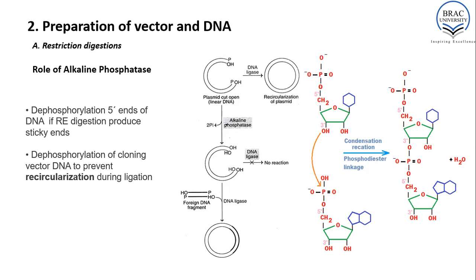For this reason, it is very important to treat the digested vector, especially the vector which has the unprotected phosphate group, with phosphatases to prevent this religation. The phosphatases dephosphorylate these 5' sticky ends' unprotected phosphate, so the vector cannot religate by itself. It then ligates with the insert DNA.